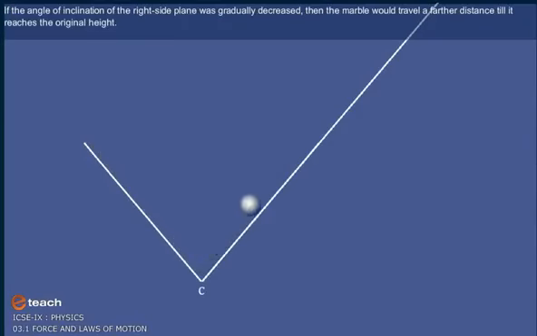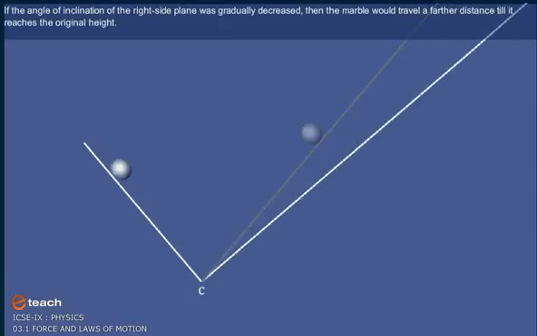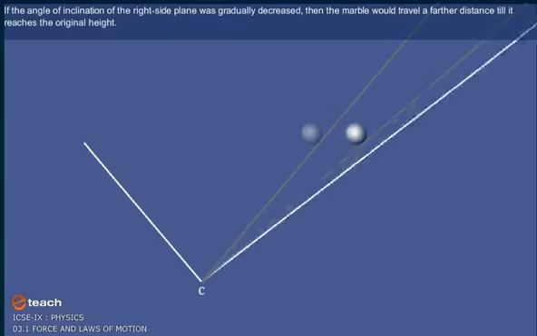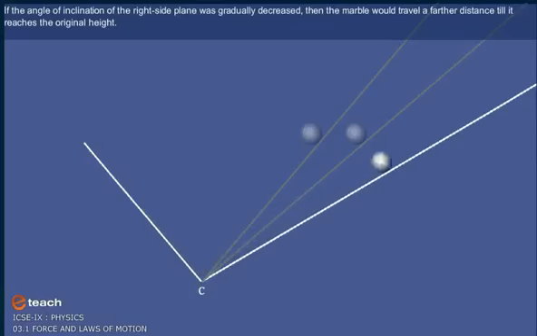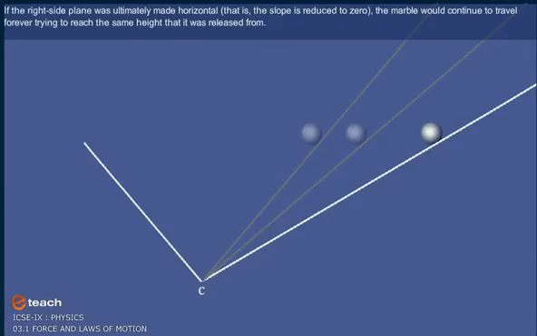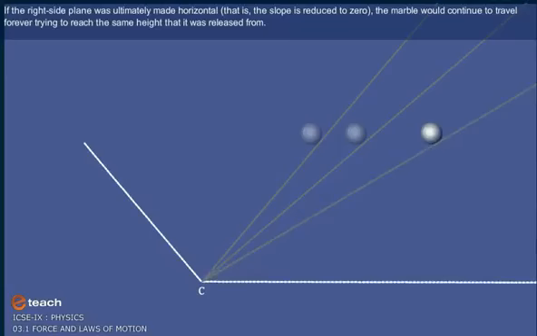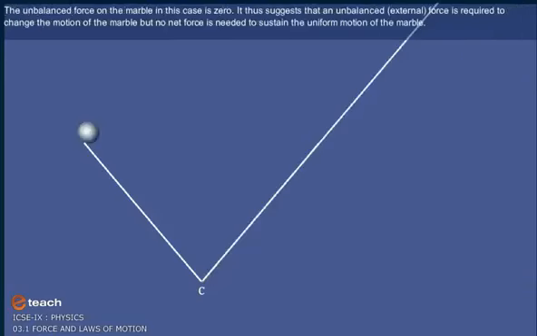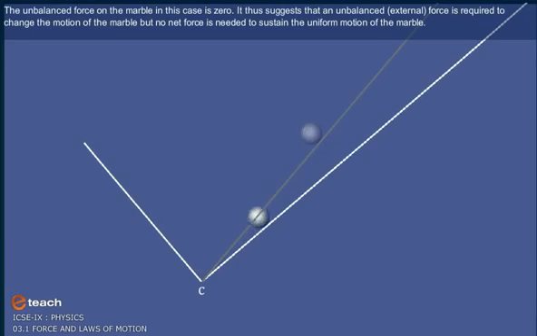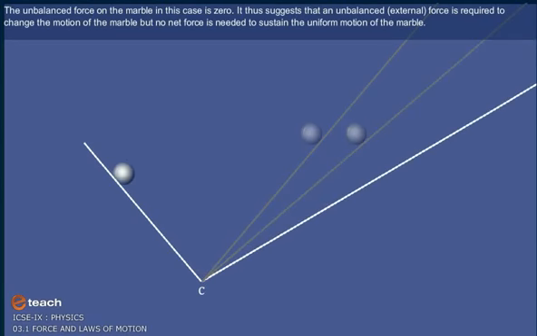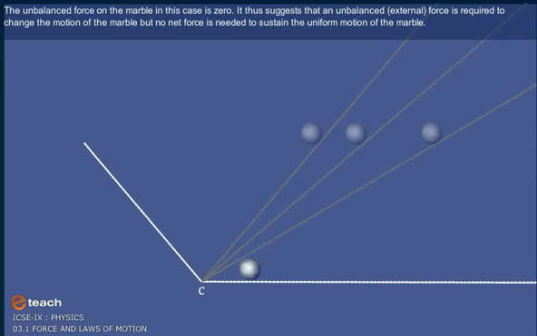If the angle of inclination of the right side plane were gradually decreased, then the marble would travel a further distance till it reaches the original height. If the right side plane were ultimately made horizontal, that is, the slope is reduced to zero, the marble would continue to travel forever, trying to reach the same height that it was released from. The unbalanced force on the marble in this case is zero. It thus suggests that an unbalanced force is required to change the motion of a marble, but no net force is needed to sustain the uniform motion of the marble.